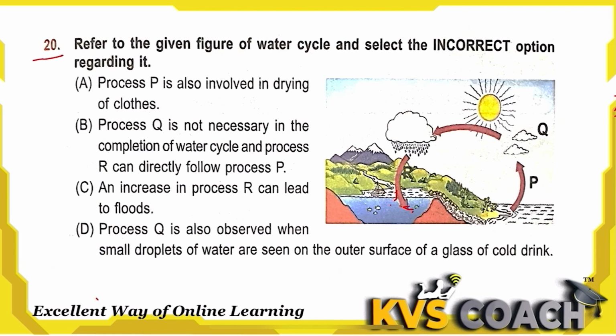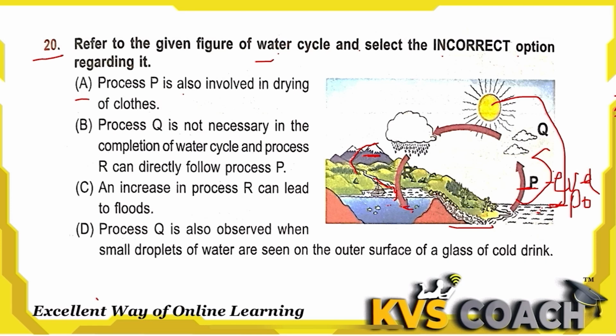Question 20: refer to the given figure of the water cycle and select the incorrect option regarding it. Option A, process P is what? Let's learn about this cycle again. I already explained it, but let's read it again. This is a glacier. When glacier or snow melts, the water comes down into the river and sea. This seawater is heated by the sun and then it changes into vapor. It means P is evaporation. I'm just writing this.